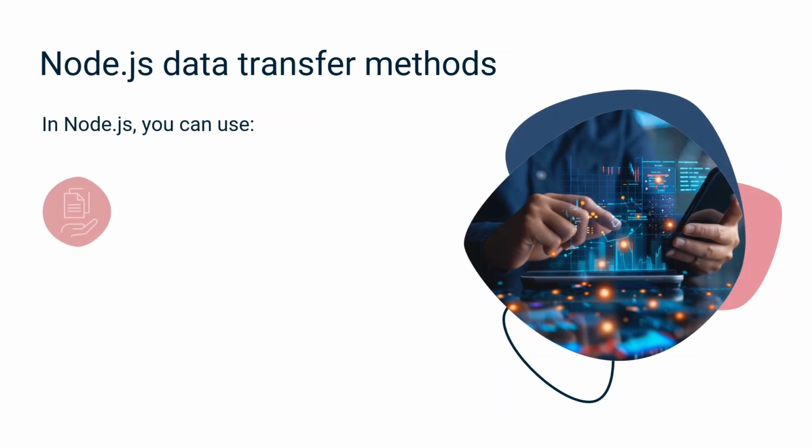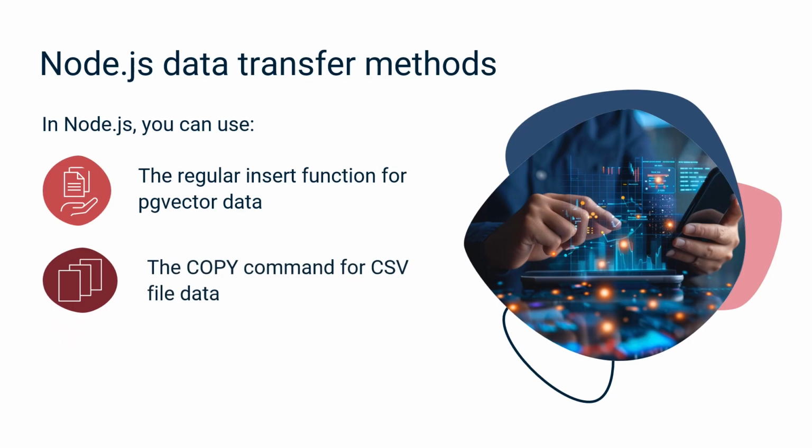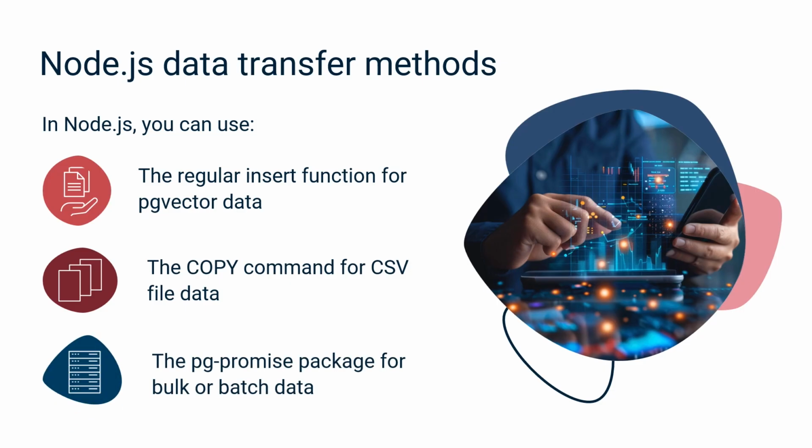In Node.js, you can use the regular insert function to insert data into a pgvector database. Additionally, you can use the copy command for data in CSV files. However, if the data is not in a CSV file, and you need to perform bulk or batch inserts into PostgreSQL from Node.js, consider using the pgPromise package.